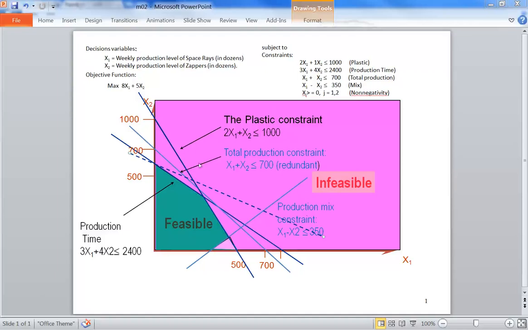I will highly encourage you to replicate this graph using a piece of paper and a pencil from scratch, because a solid understanding of the geometry here is really critical to the understanding of sensitivity analysis, which is the topic we're going to introduce in more detail in the next video.